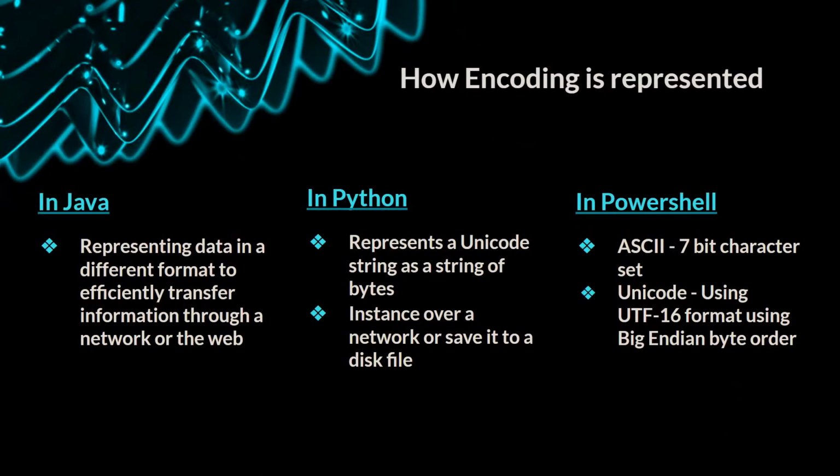Finally, like I said at the beginning, how it's represented: I have three languages, Java, Python, and PowerShell. In Java, it's represented as data in a different format to efficiently transfer information through the network or the web. In Python, it's represented through Unicode, and in PowerShell it's ASCII 7-bit character or Unicode UTF-16 format, as well as big endian byte order, which you'll also learn more about in your algorithm class in your second year, which I found really interesting and really useful for this section.